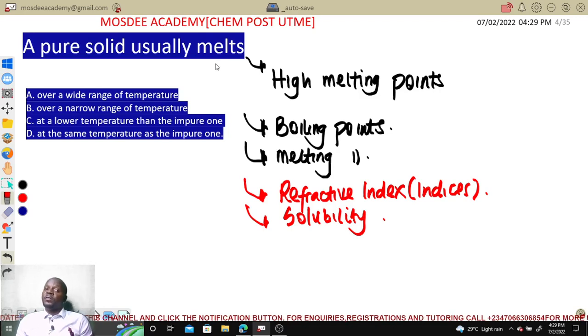So for a solid substance, they do have what? High melting point. And you know, effect of melting, effect of boiling, effect of pressure, effect of volume, and those things are also very important, though I will take them one by one. So for this one, a pure solid will melt over a what? Wide range of temperature should be correct, and this is the answer. Narrow range is at lower temperature, at same temperature as a pure one. No. So note that these are some criteria for purity, which you can keep in mind. So next one.